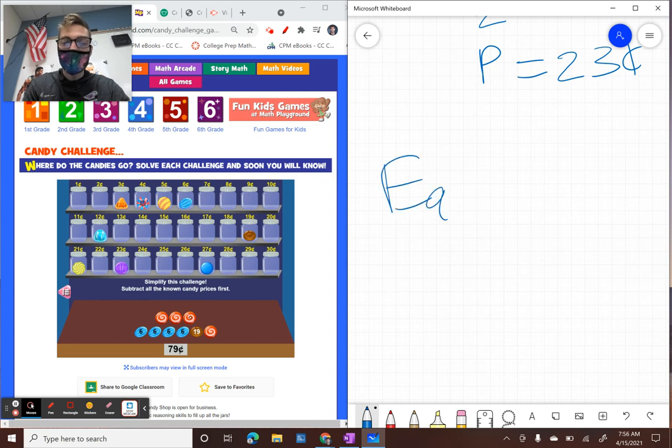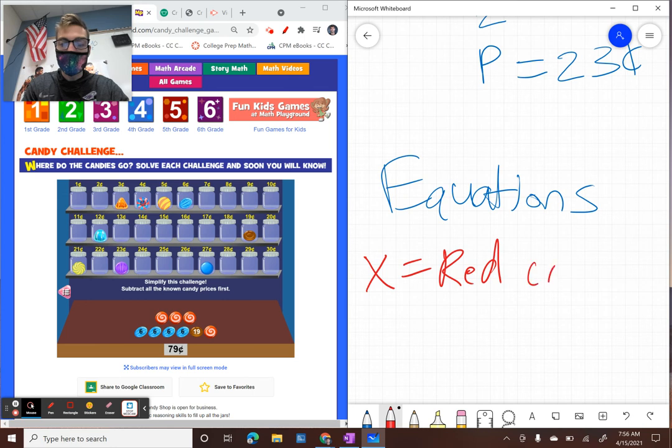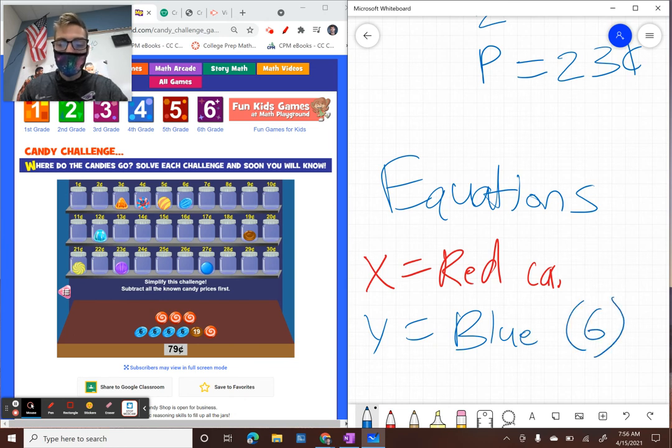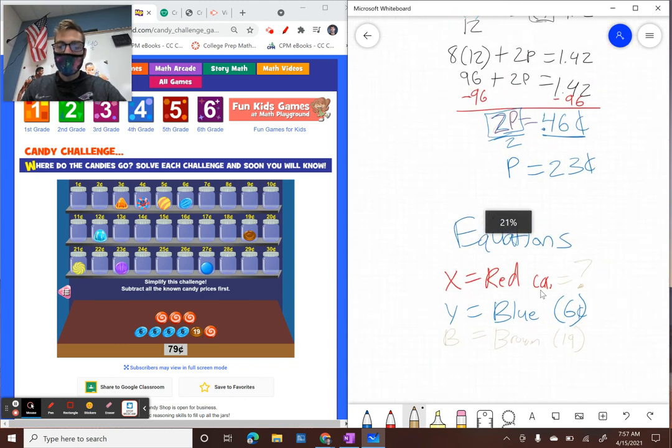Equations will help you stay organized. They'll help you solve when things get a little messy. And when you've got 3 different pieces of candy, like it's shown on the screen right now, you're going to want to have a variable for each of them. So maybe you're going to want to choose X for the red candies. Maybe you're going to want to choose Y for the blue candies. And if you know what the blue candy cost is, you can put 6 right next to it. That's how much each one costs. And then you're going to want to put a variable for the brown candies, maybe B, which we know is 19. So now we're going to try to create an equation to figure out what the cost of the red candies is. All right, so have some fun with it.